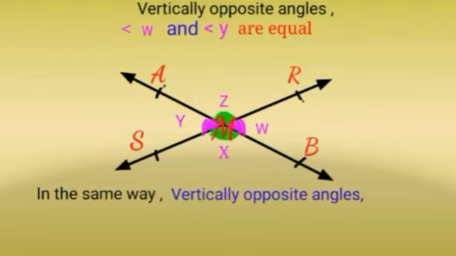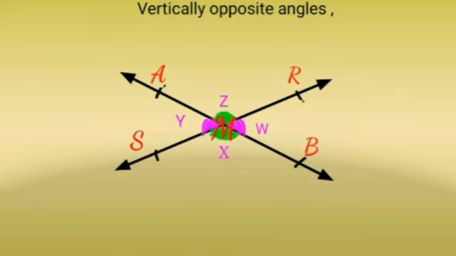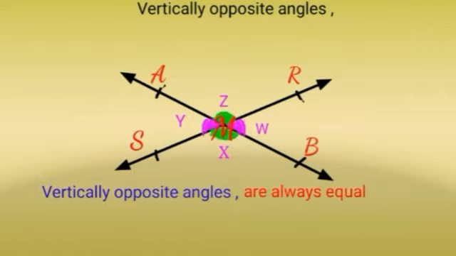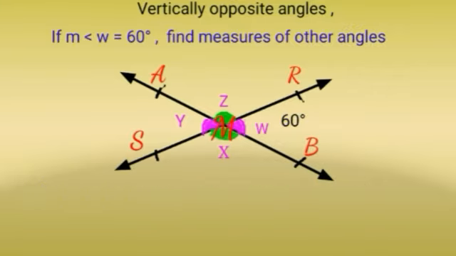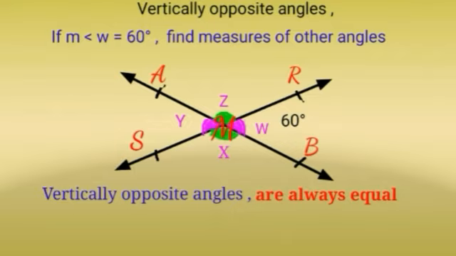Here, angle W and angle Y are vertically opposite angles. In the same way, vertically opposite angles Z and X are equal. Vertically opposite angles are always equal. If measure of angle W is equal to 60 degrees, find measures of other angles. Vertically opposite angles are always equal.